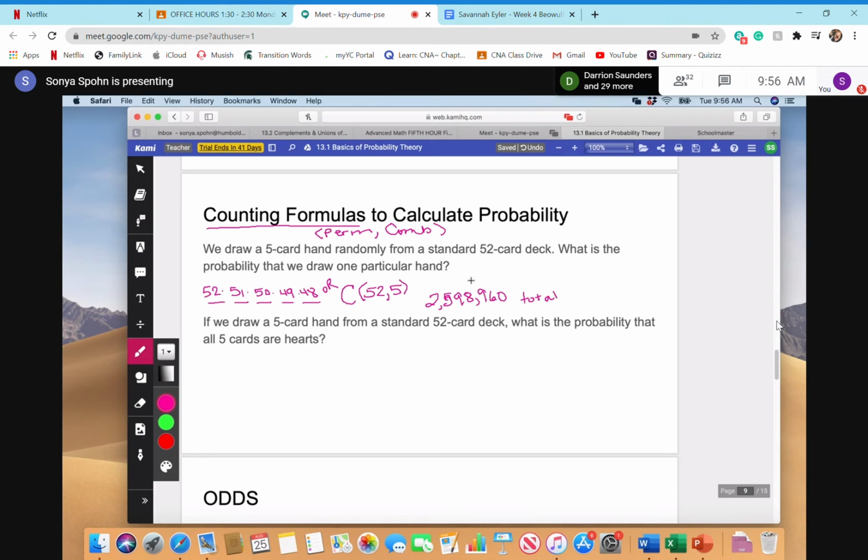Okay, so when we do our probability, the total is going to go on the bottom of our fraction. And then it says, what is the probability that we draw one particular hand? So we're just going to do 1 up here. So the probability is 1 out of 2,598,960. If I said to you, okay, I want you to pick the ace of hearts, the king of diamonds, the 3 of spades, the 4 of clubs, and the 2 of hearts. You'll get that one time out of 2,598,960 chances. Okay, so that's the probability.